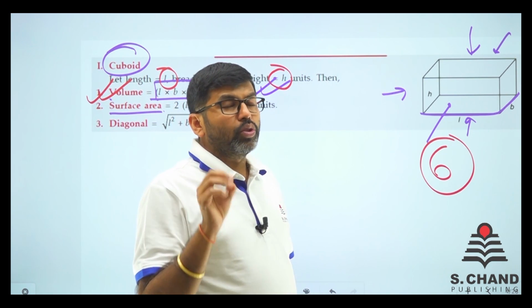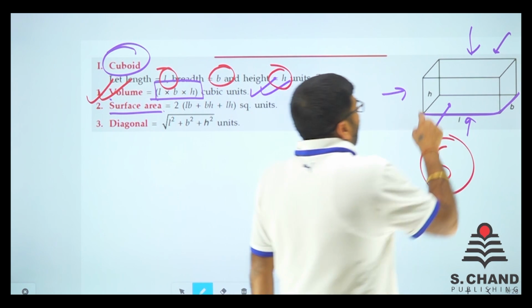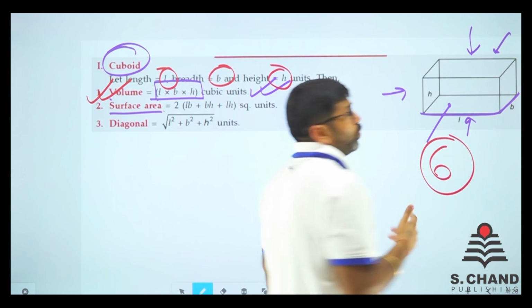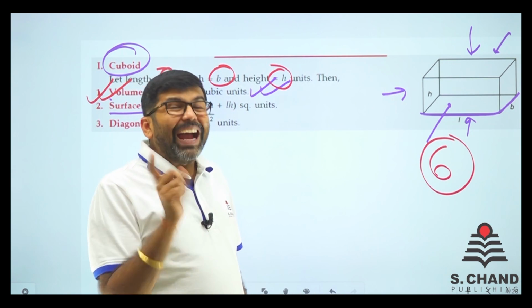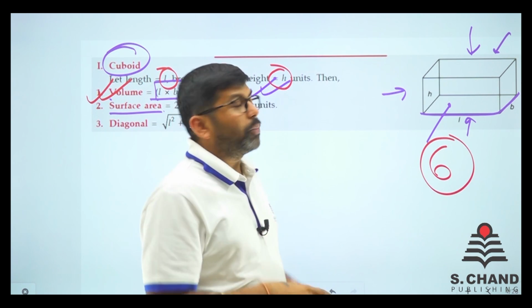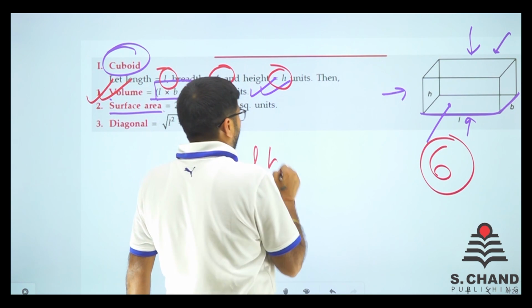Now if you do it logically, this surface and the surface at its back will be the same, and that area will be L into H. So L into H plus L into H, we have 2L into H.